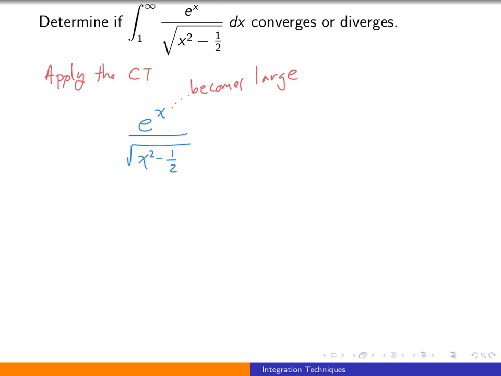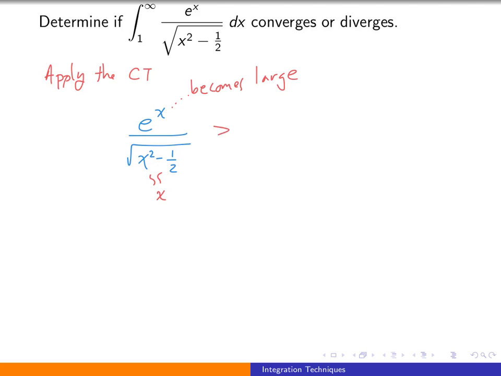Also, if you look at the square root of x squared in the denominator, that's going to end up behaving for large values of x like an x. And we've seen in terms of our p integrals that the integral of 1 over x from 1 to infinity is a divergent improper integral. So what I'm going to do is compare with something smaller.